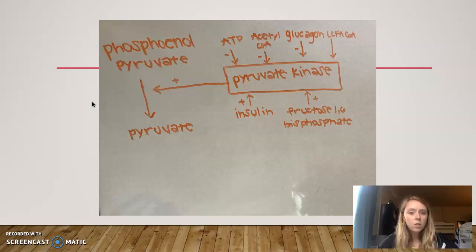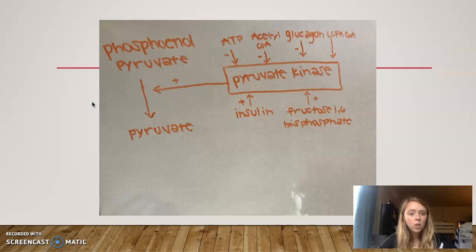Insulin, like I said, wants to promote glycolysis, so it wants to promote the pyruvate kinase enzyme. It does this by dephosphorylating the enzyme and making it active. The phosphorylated version of this enzyme is an inactive form, so by dephosphorylating it, insulin activates it.